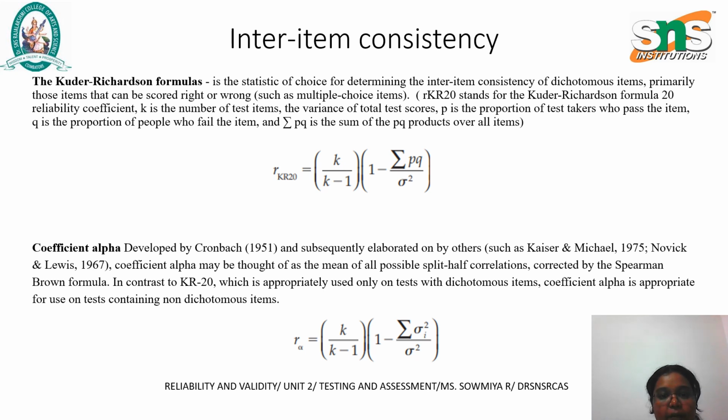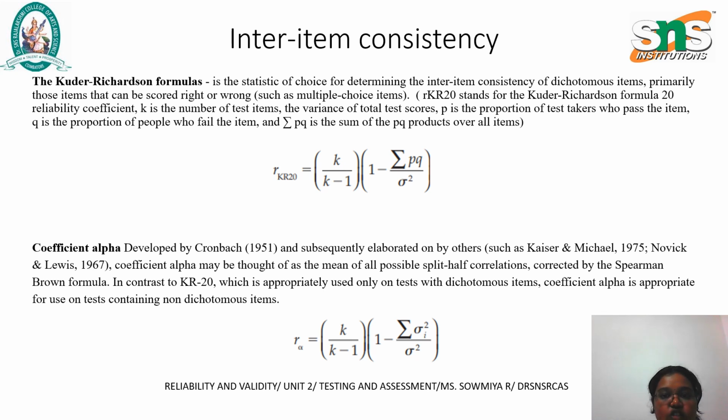Coefficient alpha was developed by Cronbach and others such as Kaiser, Michaels, Novick, and Lewis. Coefficient alpha may be thought of as the mean of all possible split-half correlations, corrected by the Spearman-Brown formula, in contrast to KR-20, which is used only on tests with dichotomous items. Coefficient alpha is appropriate for use on tests containing non-dichotomous items.